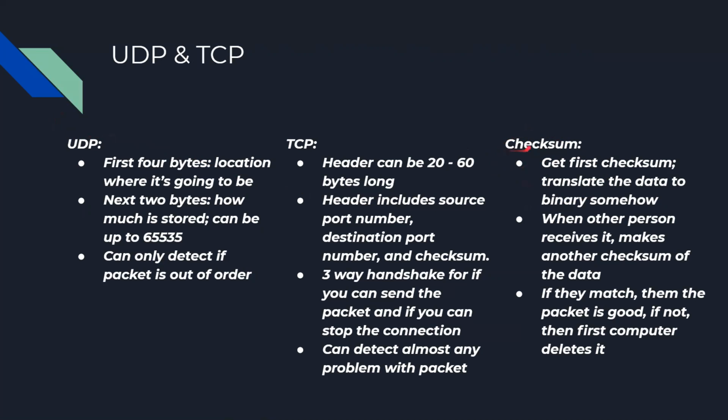So thirdly, there's the checksum. Both UDP and TCP use the checksum. To get the checksum, you have to translate all the data into binary somehow. When the other person receives it, it makes another checksum of the data using the same method. If they match, that means the packet is good. If not, then the first computer deletes the packet and then somehow sends another one.